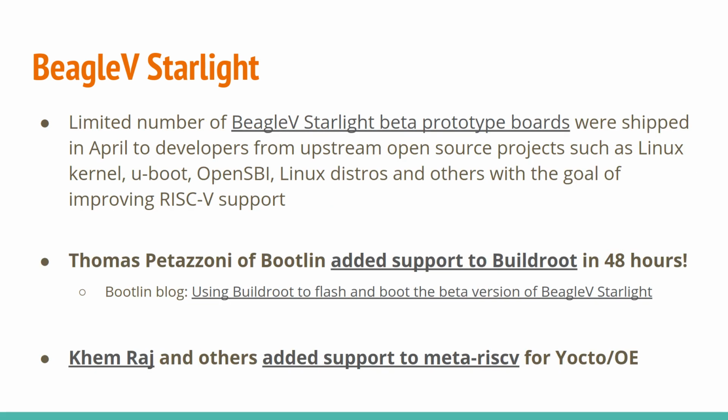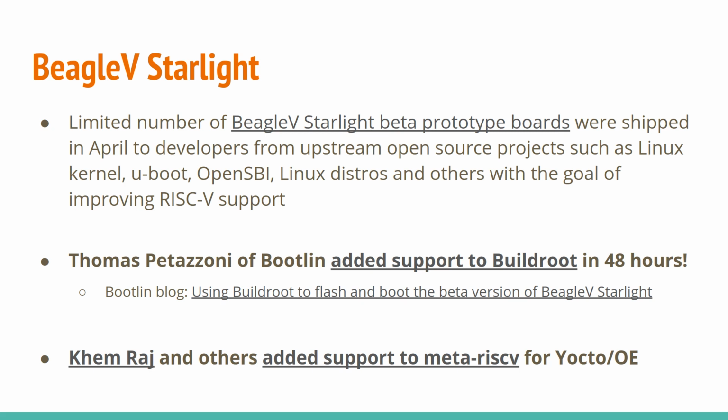So back in April, we sent a limited number of beta development boards to upstream developers from different open source projects such as the Linux kernel and U-Boot and OpenSBI to start kickstarting getting RISC-V support added in. And one of the really neat things was Thomas Petazzoni of Bootlin added support to Buildroot for the board in just 48 hours, so that was neat to see. And he also wrote a really nice blog post about how he went through and added support in Buildroot for a new RISC-V SoC and board.